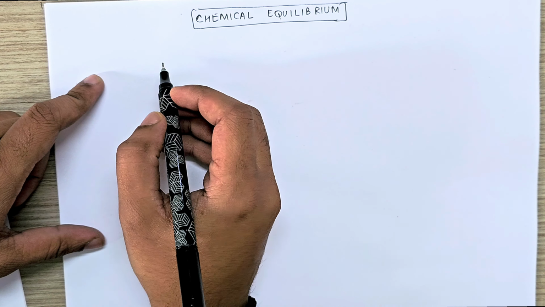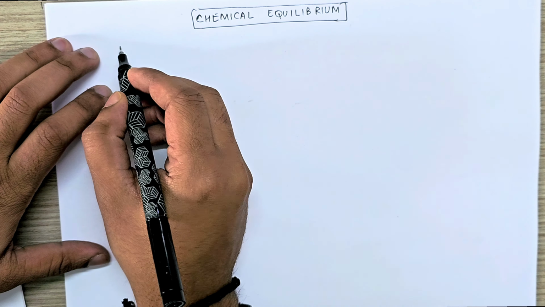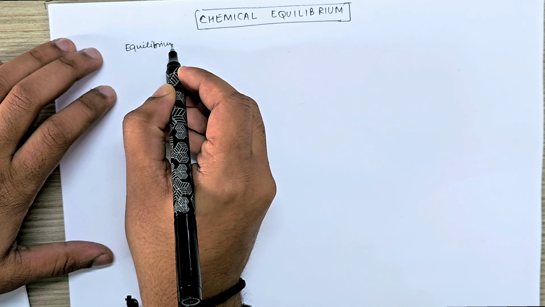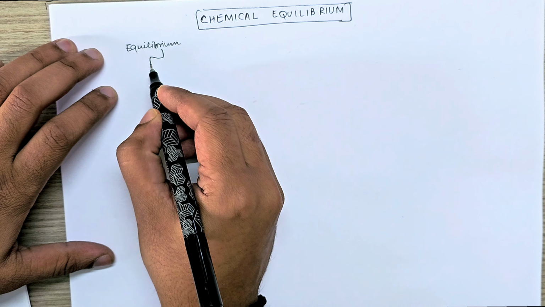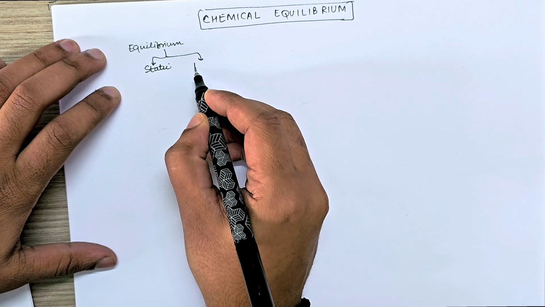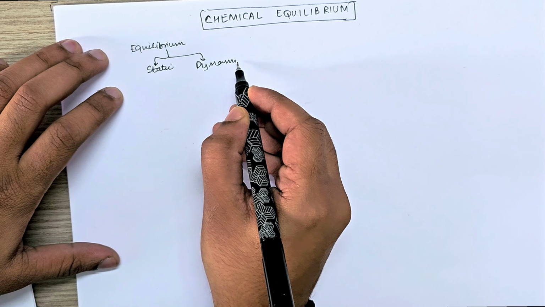Let us start with chemical equilibrium. So when we discuss equilibrium, it is basically of two types, that is static equilibrium and dynamic equilibrium.